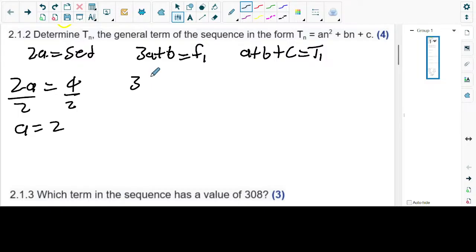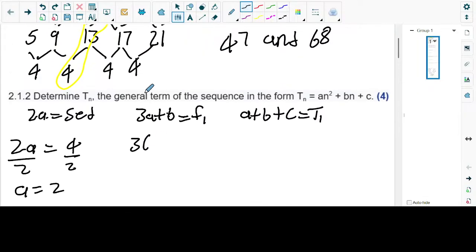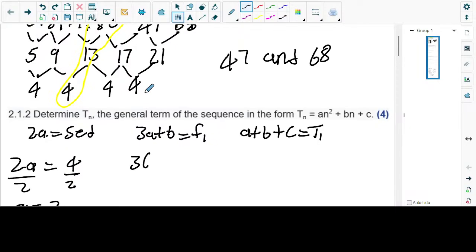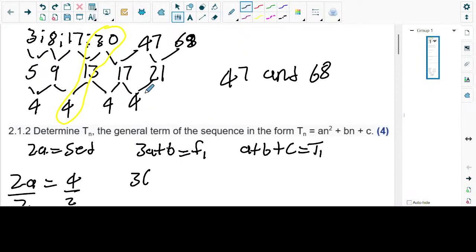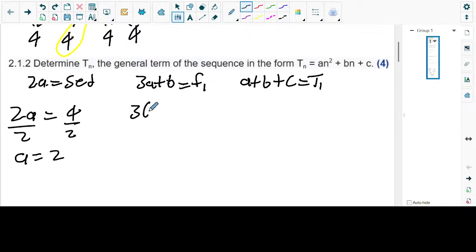Now, what is the first term of the first difference? You said 8 minus 3. And then what do you get when you did that? 8 minus 3 is 5. So it means 3a plus b is going to be 5.